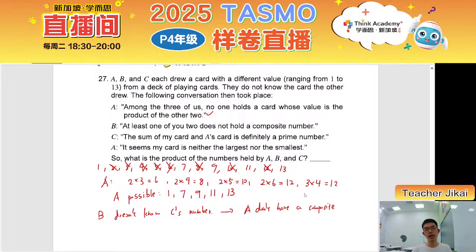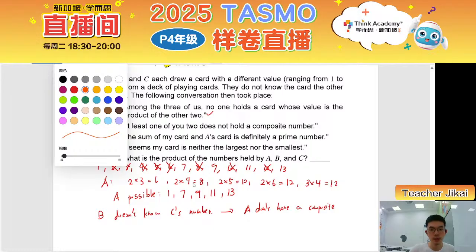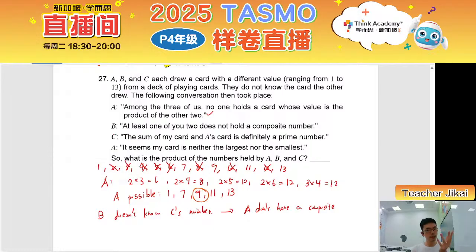Among A's choices, only 9 can be a composite number. So A doesn't have a composite, which means A doesn't have 9. How can B know A doesn't have 9 here? Because 9 is in B's hand. B said, I have the 9, so I know A, you don't have the 9 here. So you can only have 1, 7, 11, 13. So yes, B has a 9 here.